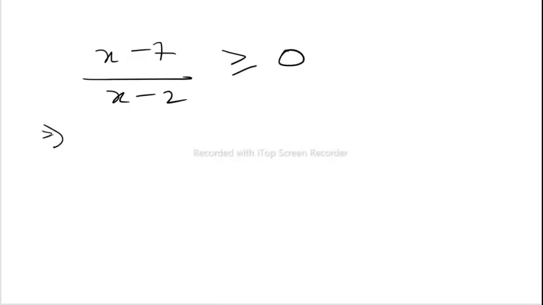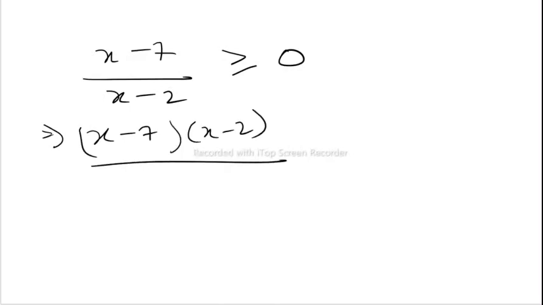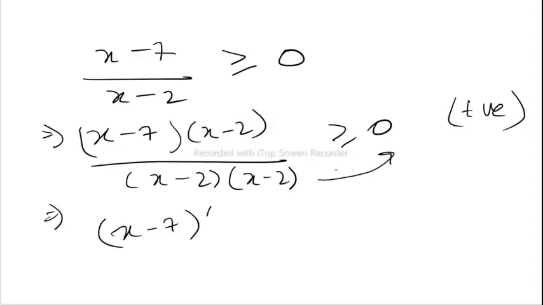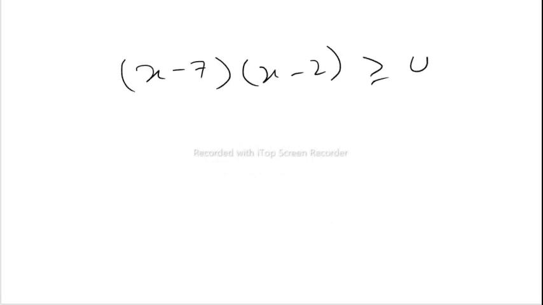Again, the same thing I'm going to do. Multiply this less than equal to 0. It's the same thing. So this becomes x minus 2 whole square. I can multiply this because I know this is a positive number. So what do I get? X minus 7, x minus 2 greater than equal to 0. What I had got earlier was x minus 1, x minus 2 greater than equal to 0.